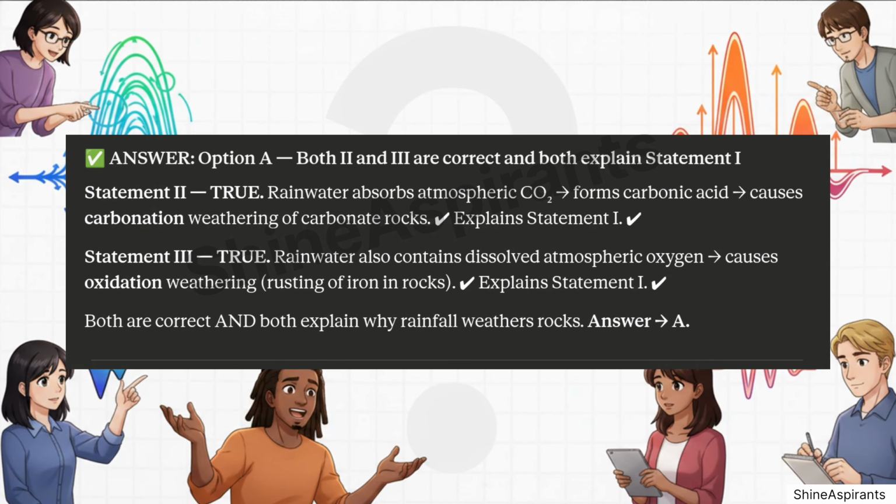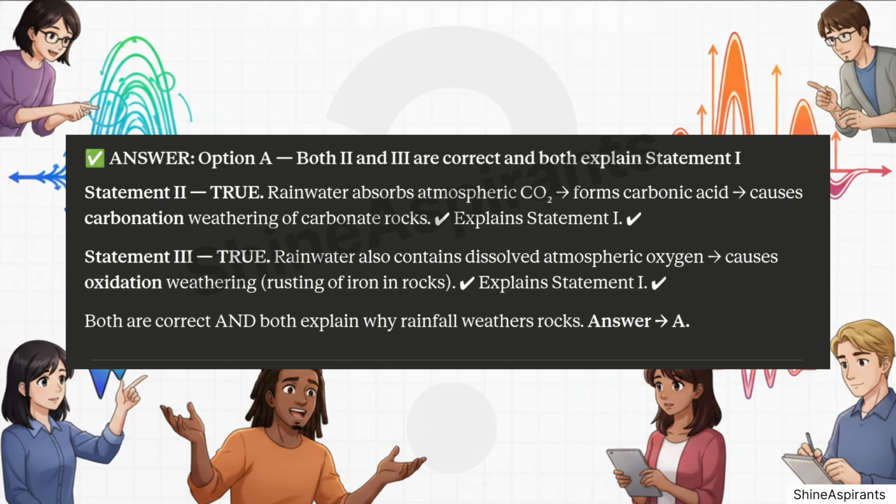Answer, option A. Both 2 and 3 are correct and both explain statement I. Statement 2 true. Rainwater absorbs atmospheric CO2, forms carbonic acid, causes carbonation weathering of carbonate rocks. Explains statement I. Statement 3 true. Rainwater also contains dissolved atmospheric oxygen, causes oxidation weathering, rusting of iron in rocks. Explains statement I. Both are correct and both explain why rainfall weathers rocks.